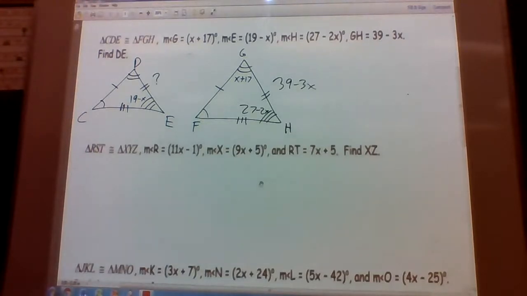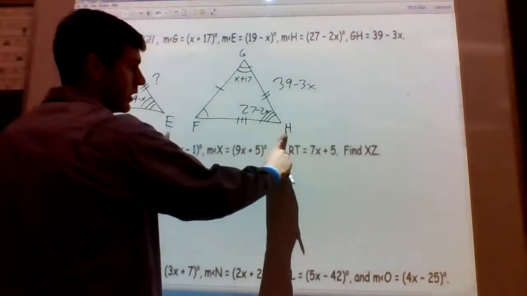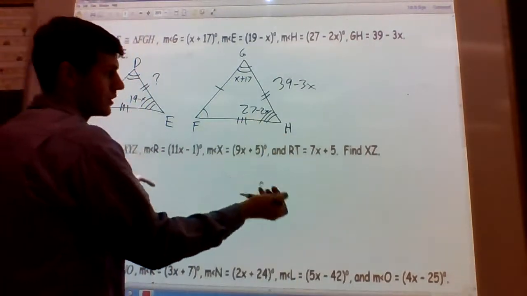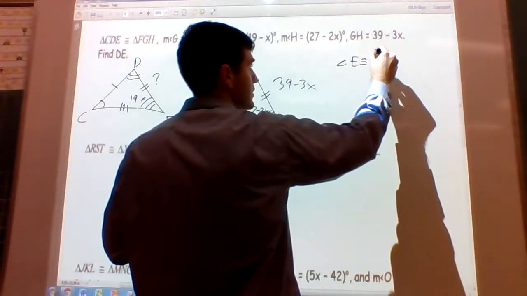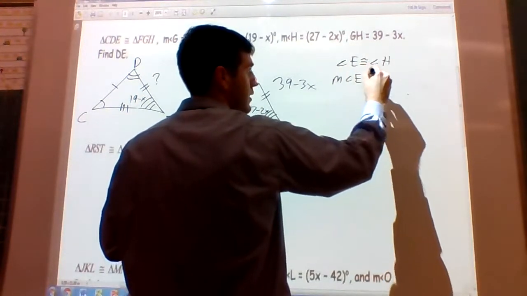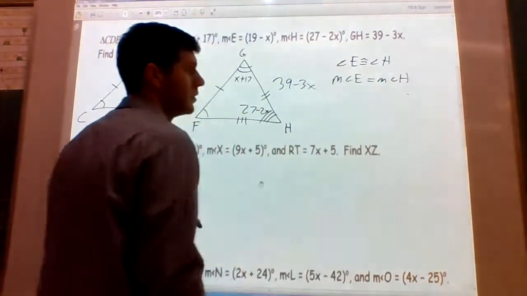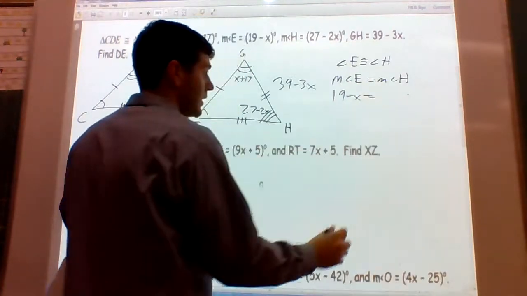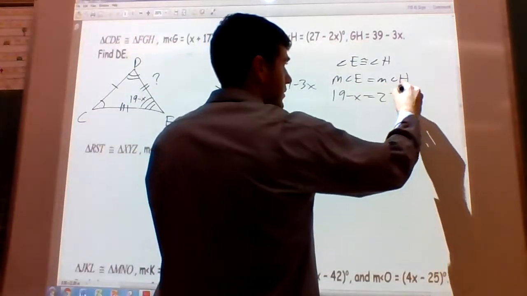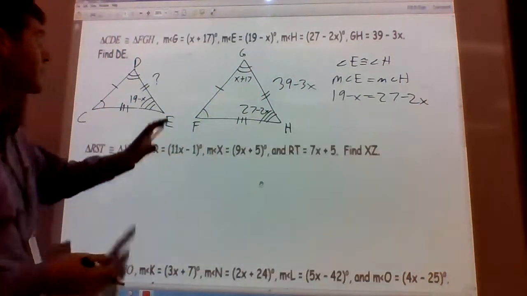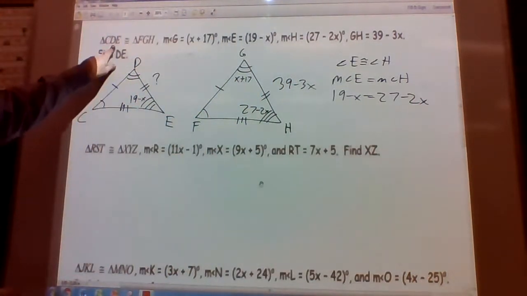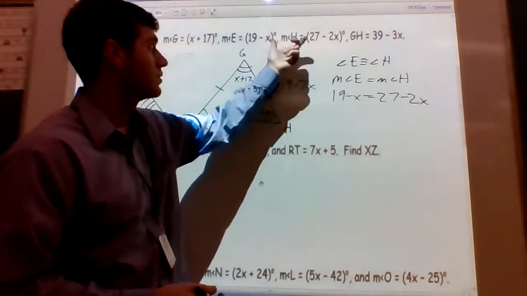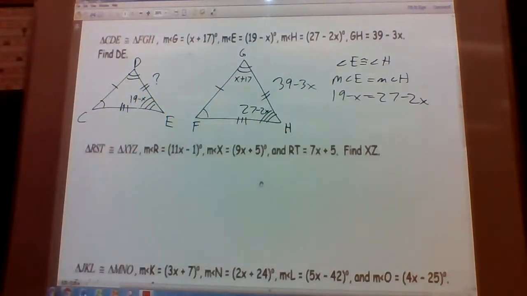Do we have any corresponding parts that are congruent, or do we have measurements for any of our corresponding parts? And we do. Angle E and angle H are congruent, and we have measurements for both of those angles. So since angle E is congruent to angle H, the measure of angle E is equal to the measure of angle H. The measure of angle E is 19 minus x. The measure of angle H is 27 minus 2x. Without drawing it, you could have figured this out just by looking at the names. If we saw that E and H were congruent, we would have known that the measure of angle E is equal to the measure of angle H.